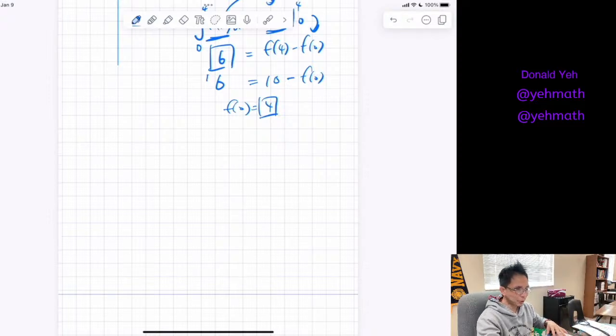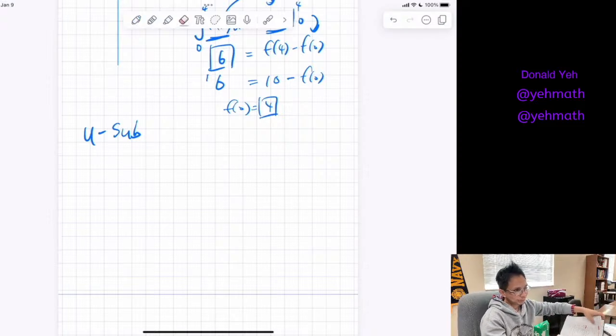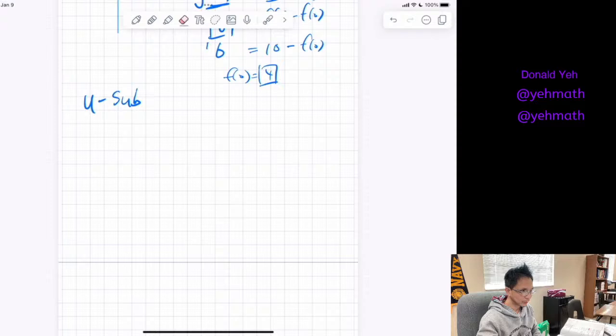Now, U substitution. You have to know U sub. You want us to know where we have to make U and x, right? You have to go to U. You have to change your boundaries.